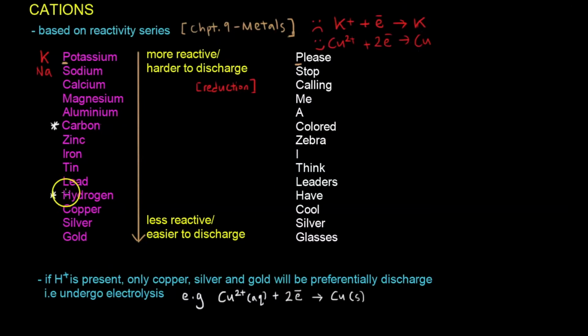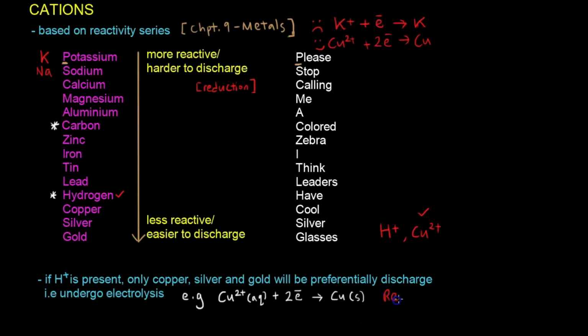If H+ is present, because we see that hydrogen is here, I've written these two stars here because these two are not metals, but they just fit into this reactivity series based on how reactive they are compared to other substances here. So if H+ is present, only copper, silver, and gold can be preferentially discharged, i.e. undergo electrolysis. So what it's saying is that if I have H+ and Cu2+, I will choose Cu2+. That's what it's trying to say. And Cu2+ will undergo this reaction here: Cu2+ plus 2 electrons to give us Cu solid.